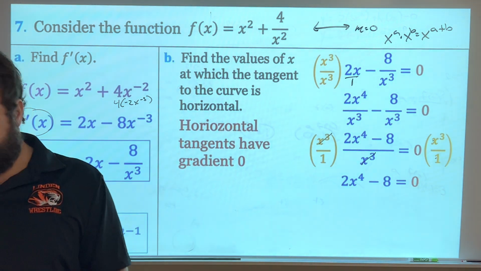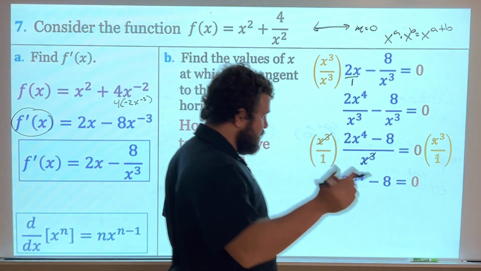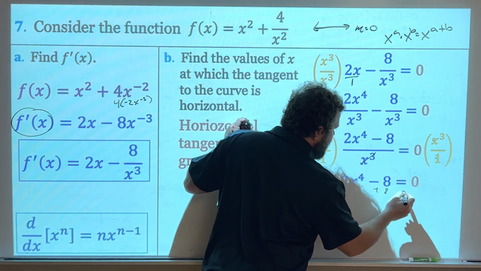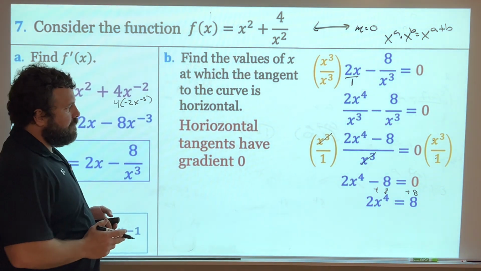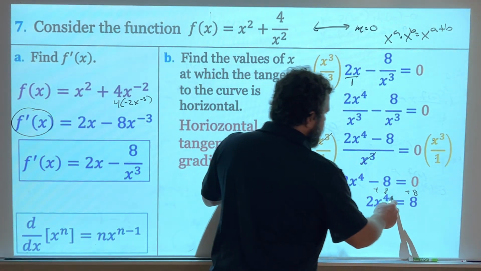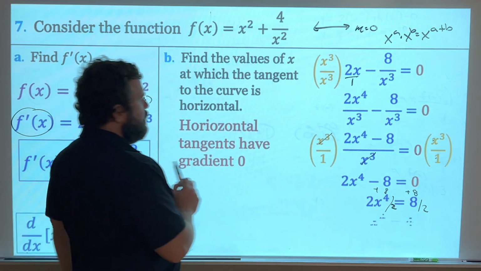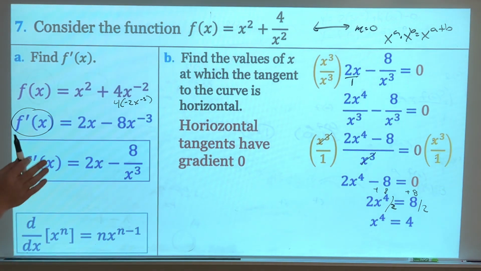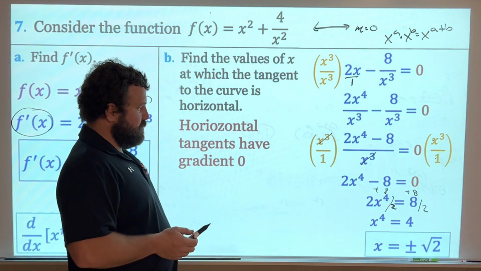So you're left with 2x to the 4th minus 8 equals 0. Come on, let's use your algebra. Next step, you're going to add an 8 to both sides. 2x to the 4th equals 8. What do we do next? Solve for x. Divide both sides by 2. X to the 4th equals 4. Now what? X equals plus or minus square root of 2.